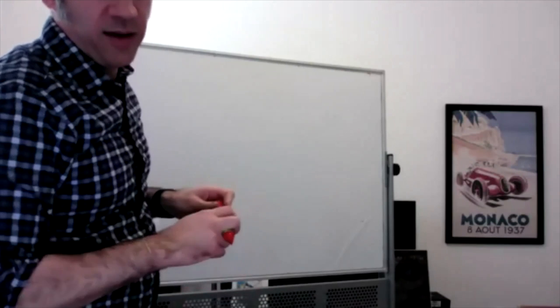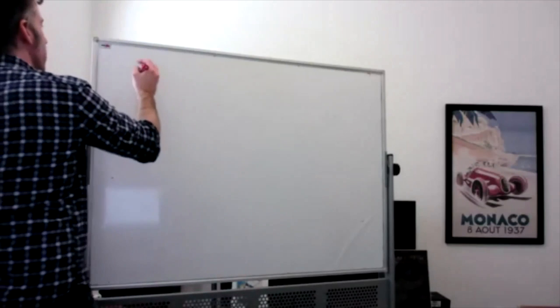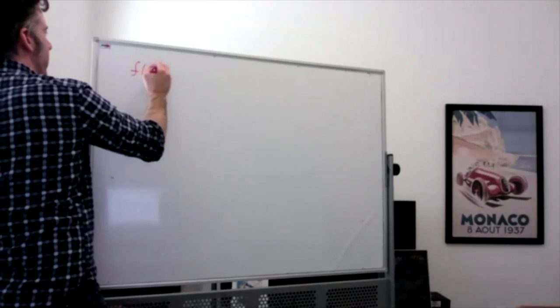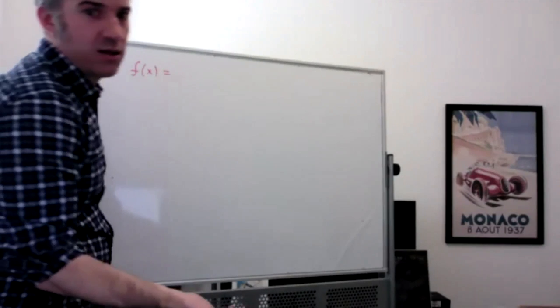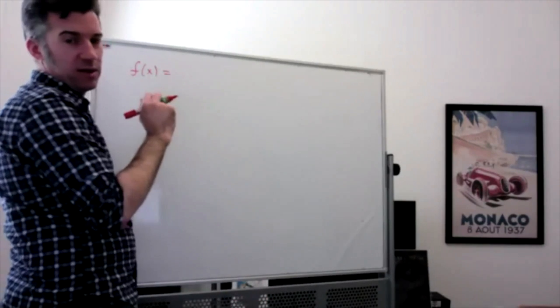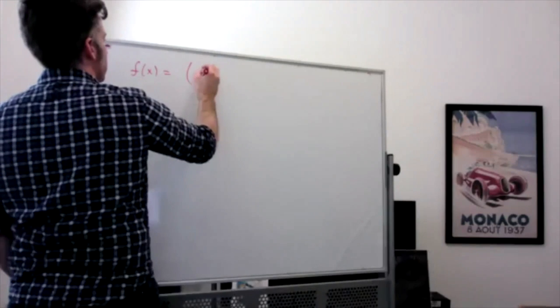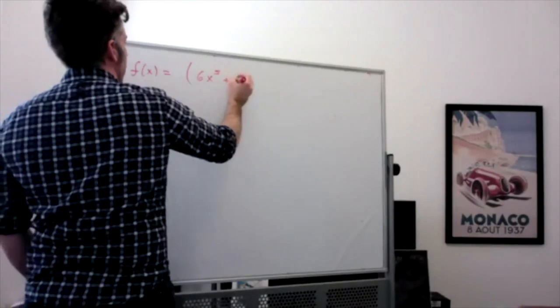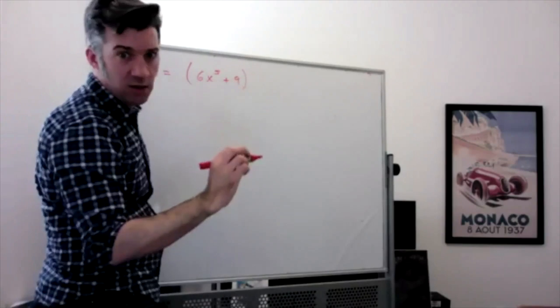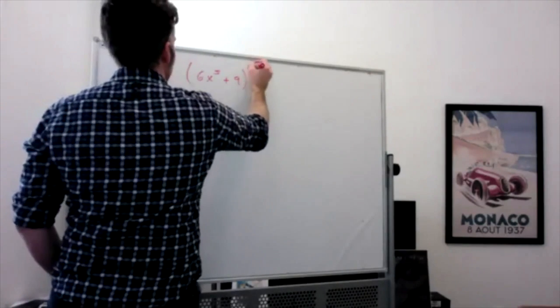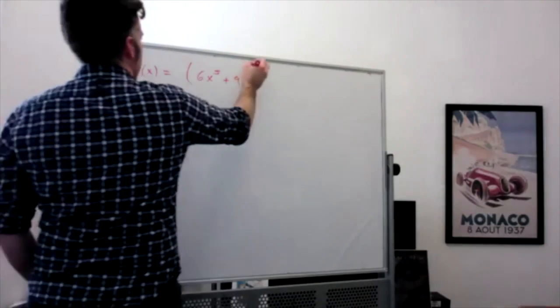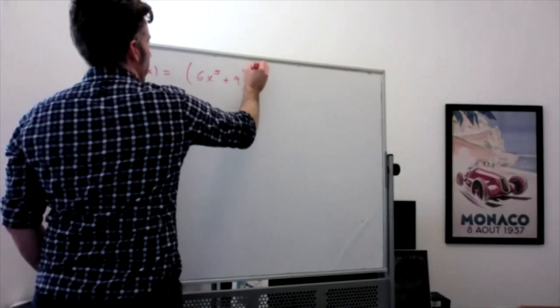So let's say we have something like this. Let's say our function is f of x equal to something gnarly. I want to make this really gross or just a little bit gross. Let's say it's 6x to the 5th plus 9 to the 10th power. And I want to find the first and the second derivative.